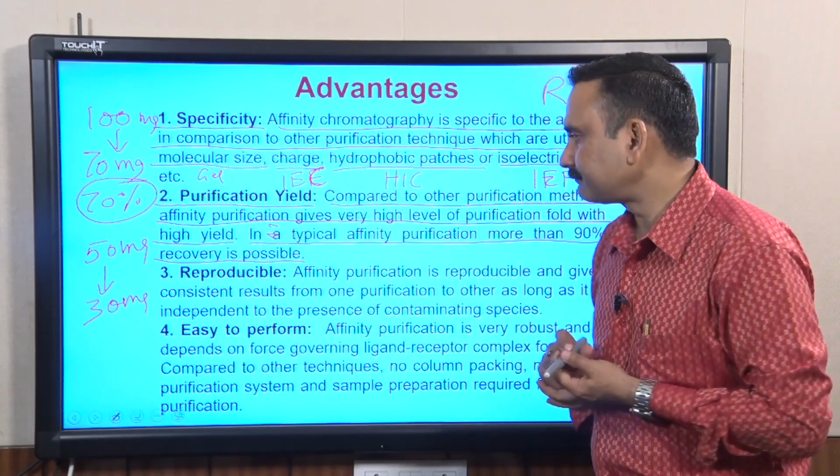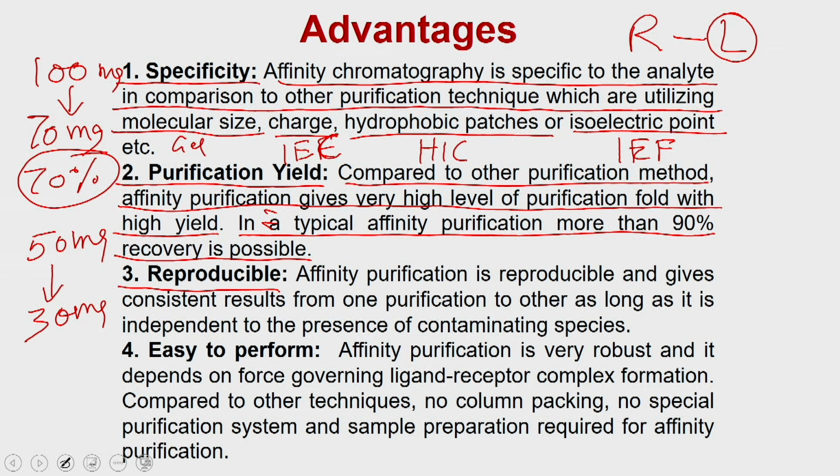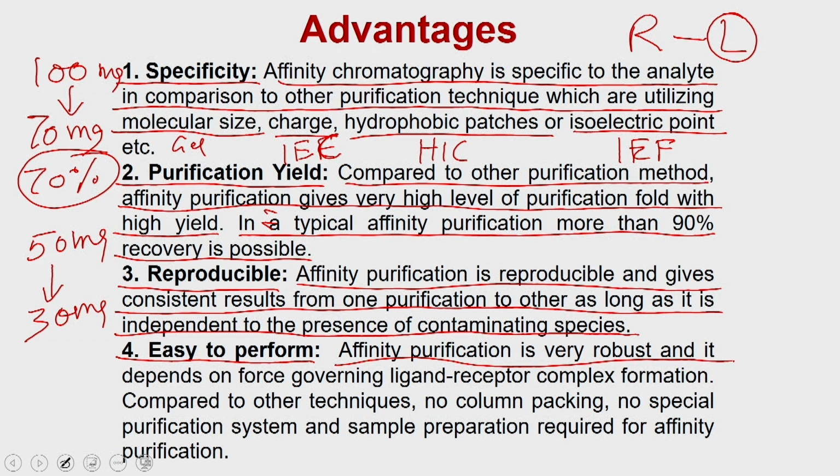Now, number 3 is reproducibility. Affinity purification is reproducible and gives consistent results from one purification to another, as long as it is independent of the presence of contaminating species. Number 4, affinity purification is easy to perform. Affinity purification is very robust and it depends on the forces governing ligand receptor complex formation.